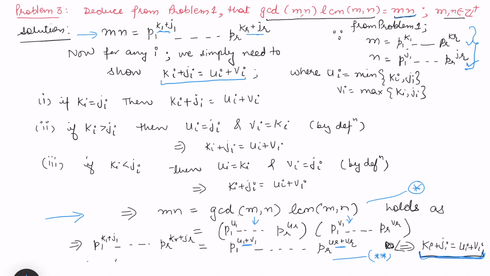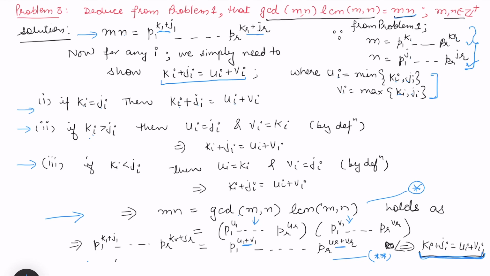Now this is very obvious. Looking at this definition of Ui Vi, this is minimum, this is maximum. Let's take now, there were three possibilities in Ki, Ji. Either they are equal, or Ki is greater than Ji, or Ki is strictly less than Ji. If Ki is equal to Ji, then by definition Ui is equal to Ki, and Vi is maximum, but still both are the same, so Vi is the same. So Ki plus Ji equals Ui plus Vi, this holds trivially.